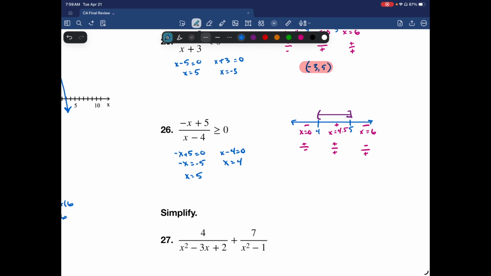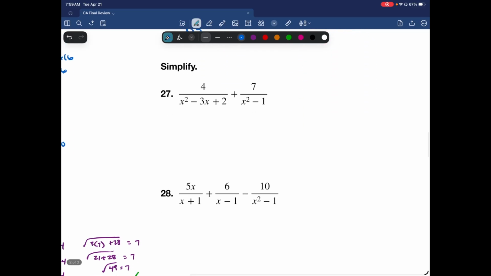Okay, on 27 and 28, we are dealing with getting common denominators and adding and subtracting rational expressions. All right, so on 27, I need to get everything in factor form first. So x minus 1 and 2. This is going to be x plus 1, x minus 2. Or sorry, x plus 1, x minus 1. Okay, so each one of these has an x minus 1. So I need to multiply each fraction by what it doesn't have. So on the right, I'm going to multiply by x minus 2 over x minus 2. And on the left, I'm going to say x plus 1 over x plus 1.